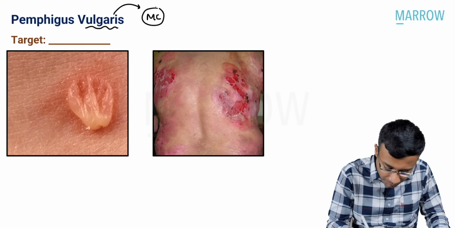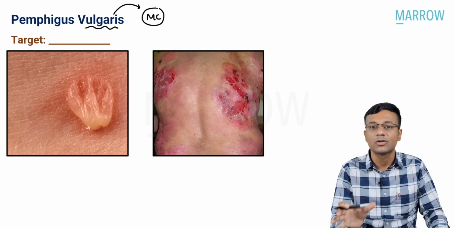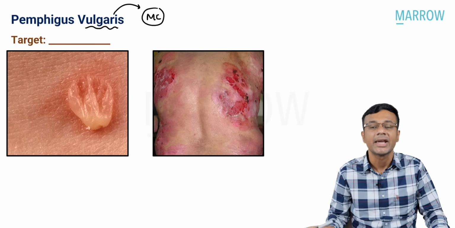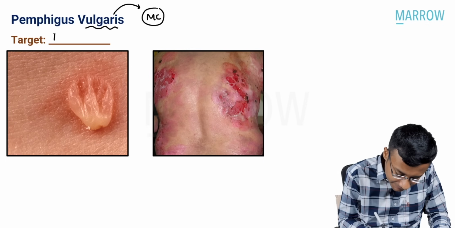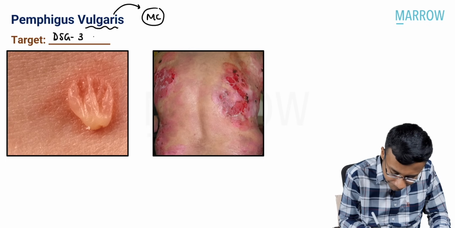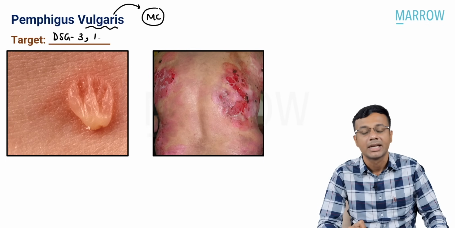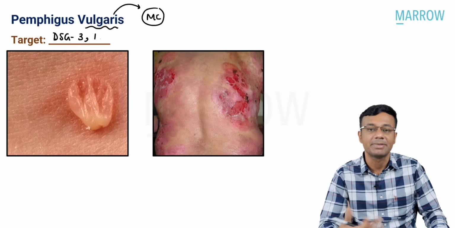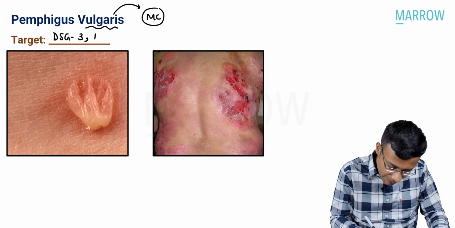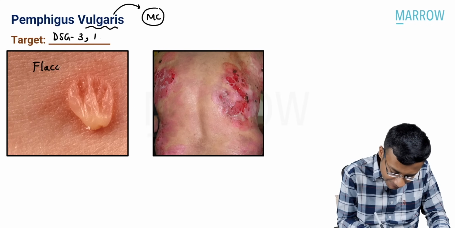Vulgaris means most common. I already mentioned to you that pemphigus foliaceus targets desmoglein number 1, and pemphigus vulgaris is going to target desmoglein number 3 followed by 1. So 3 is more important in pemphigus vulgaris. How is the patient going to present? So please remember, this is called a flaccid blister.